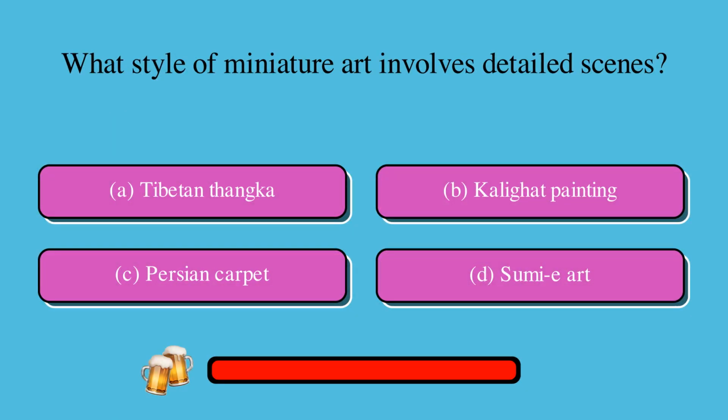What style of miniature art involves detailed scenes? Is it A, Tibetan Thangka, B, Kalighat painting, C, Persian carpet, or D, Sumi art? The correct answer is B, Kalighat painting.